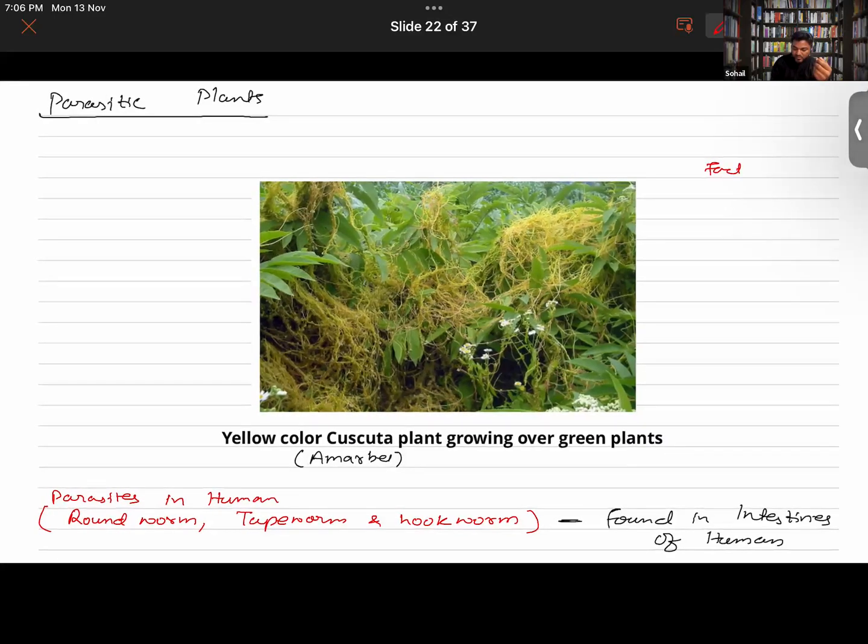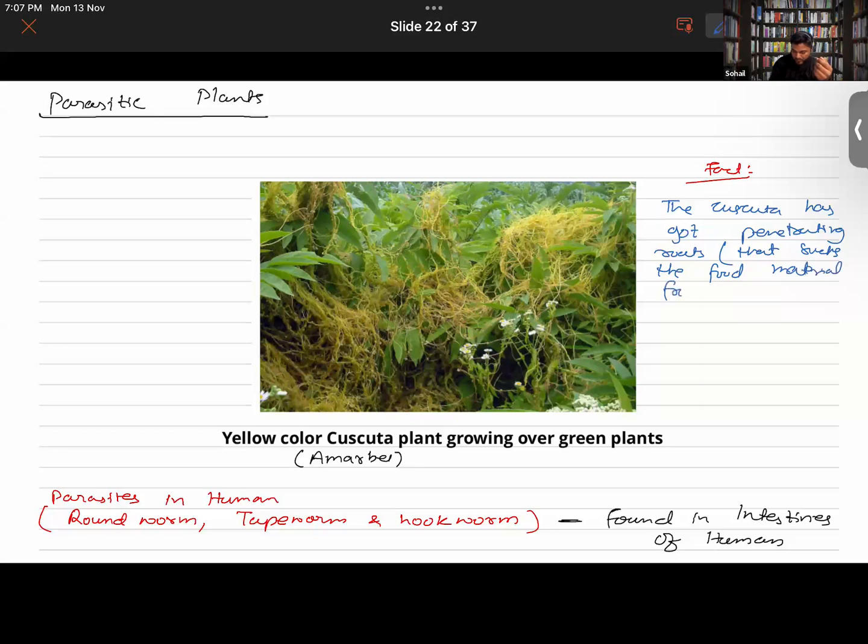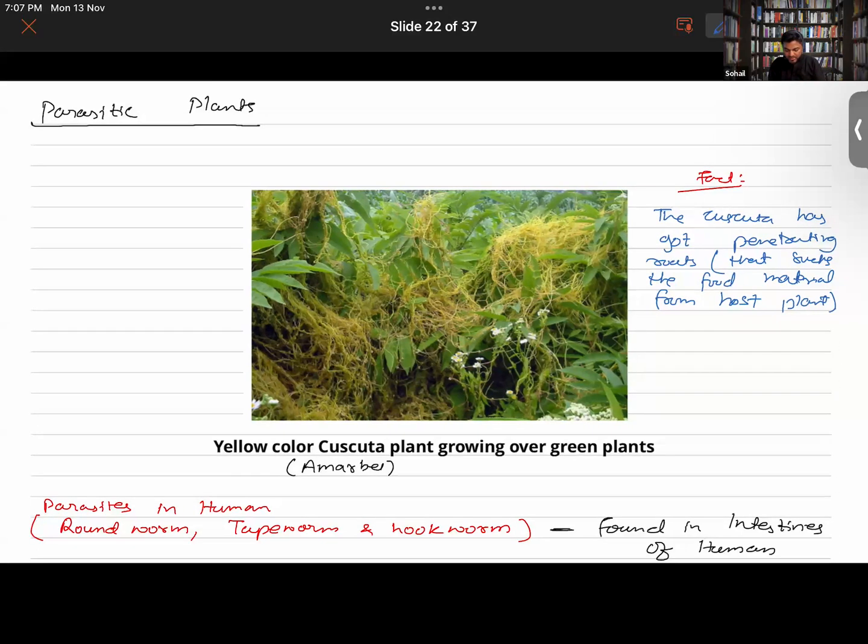So the fact about this is that the cascada has penetrating roots that suck the material from the host plant. Okay, so that's all you need to know about the parasitic plant.